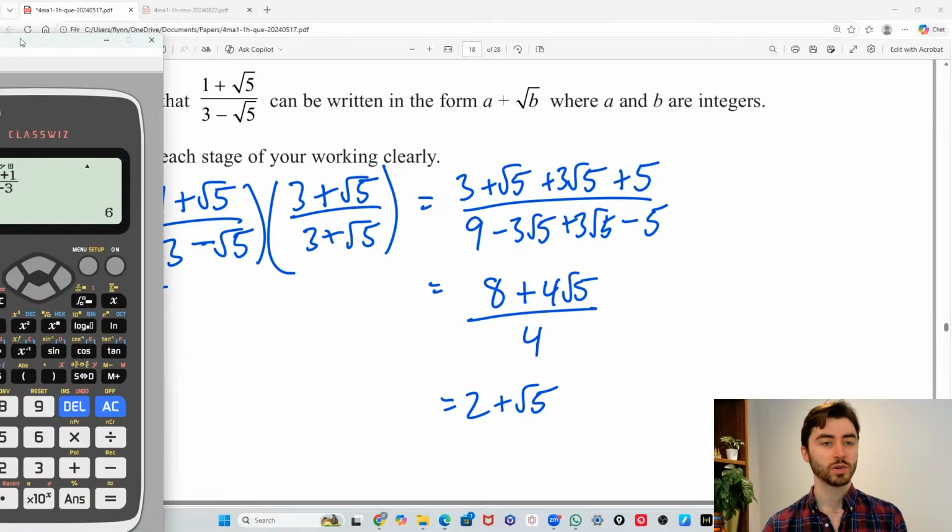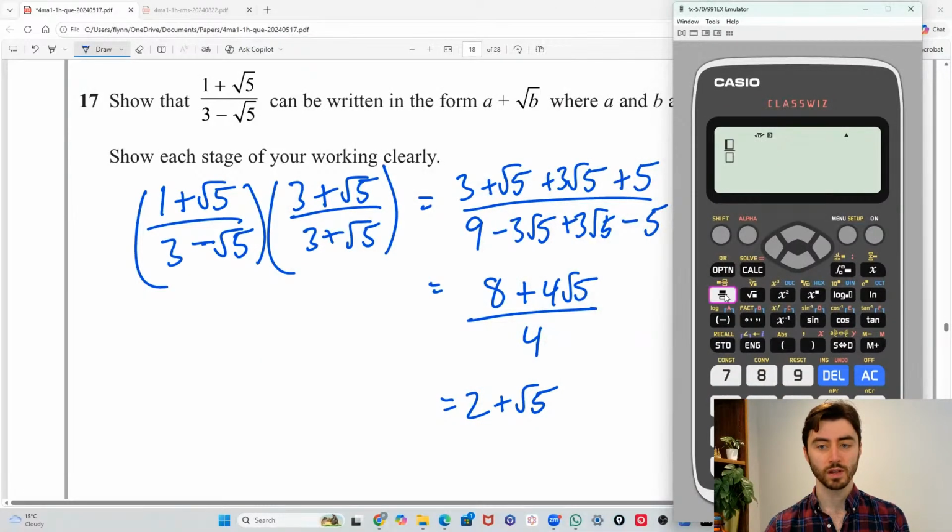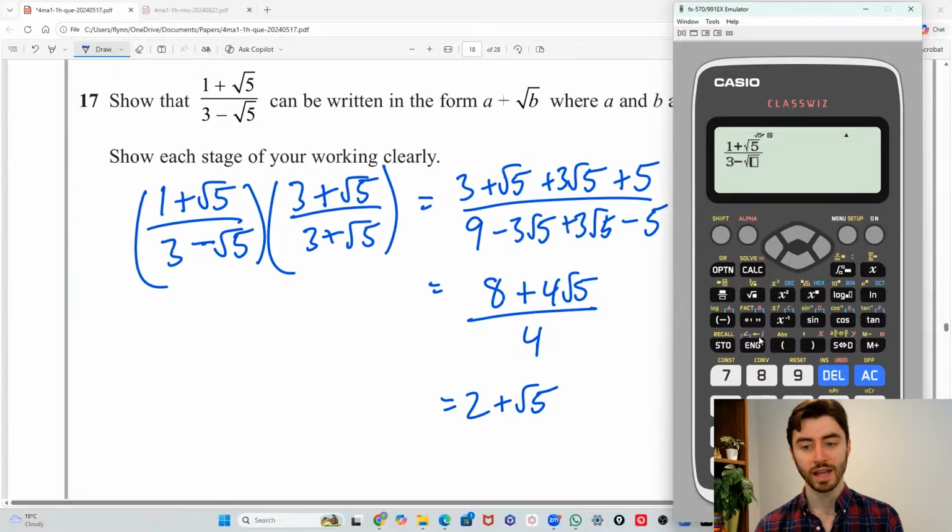Show clear working. Well, it's easy enough to show that I got the right answer, but that's the reason why they say you have to show clear working, is they don't want you to just type it in and get the answer. This is a good way to check that you got the right answer, but they want to see the steps there.